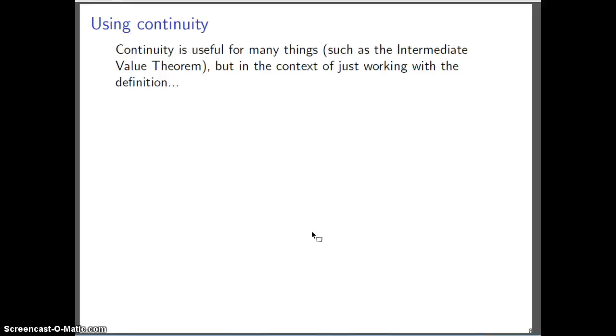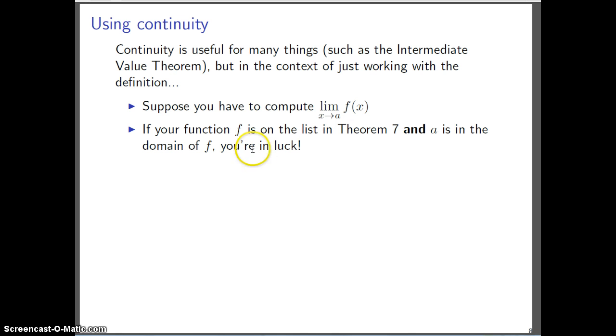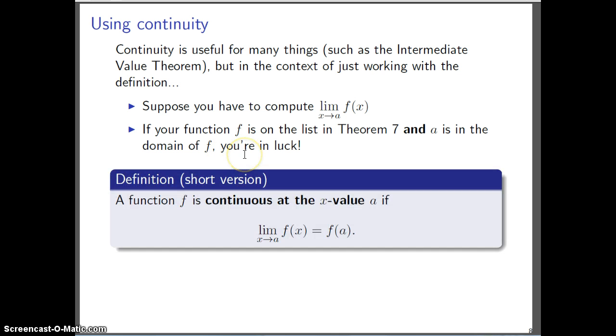The intermediate value theorem is one case. We're not going to actually do that here. But another context where you can use continuity is this simple one that goes back to the definition. Suppose you had to compute the limit of a function as x approaches a. That's what you were tasked to do. And maybe your function f is on that list in Theorem 7, and you know that a is in the domain of f. Then you're in luck, because the task is going to be very short.